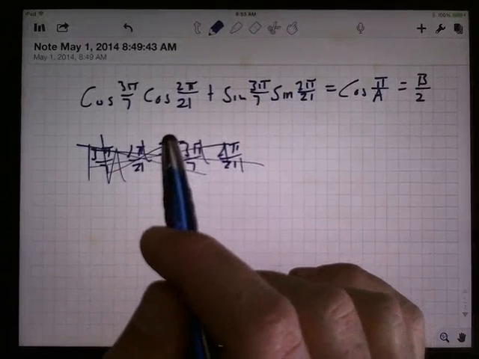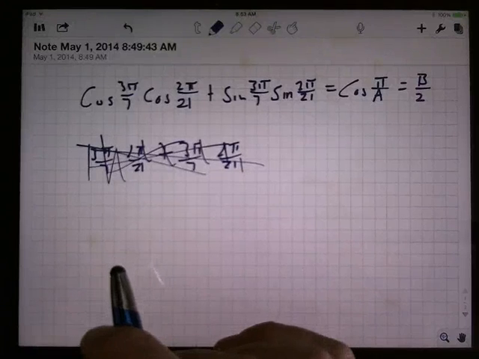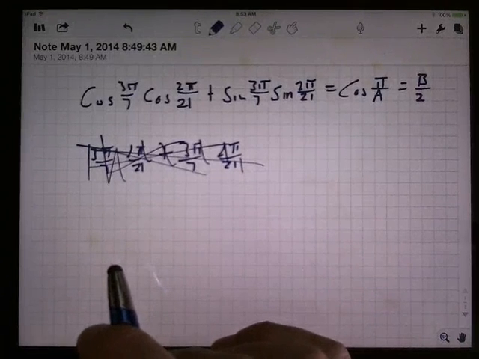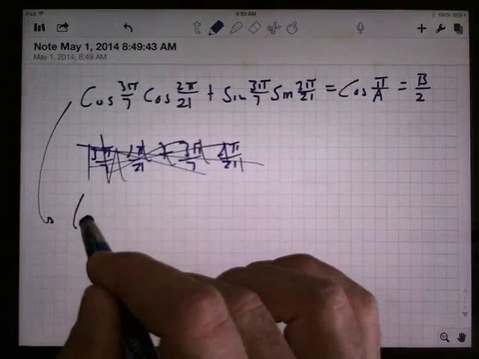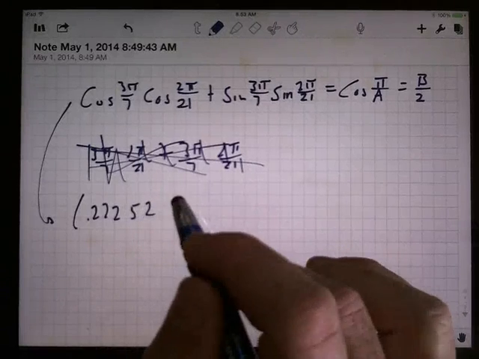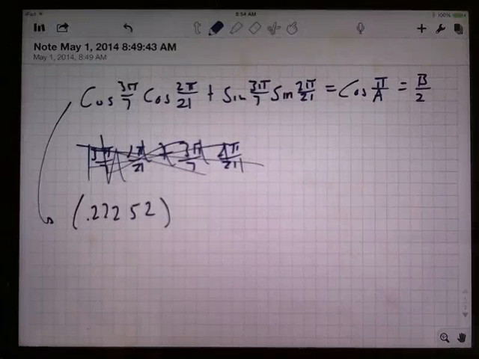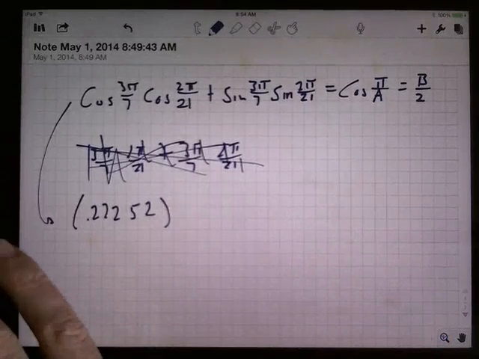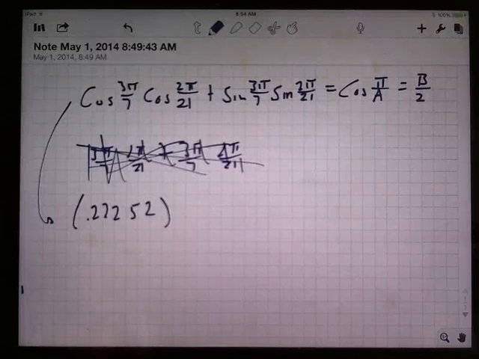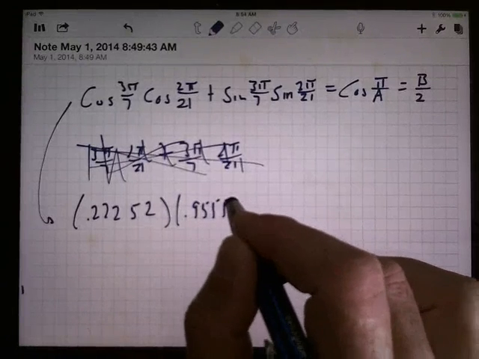So when I grab my calculator and ask, what's the cosine of 3 pi over 7? I'll make sure I'm in radian mode. I am. So I type into my calculator cosine of 3 pi divided by 7. I get 0.22252 something. Because 3 pi divided by 7 is 1.3 something, and the cosine of that 1.3 something is 0.22252. The cosine of 2 pi divided by 21 is equal to 0.95557.